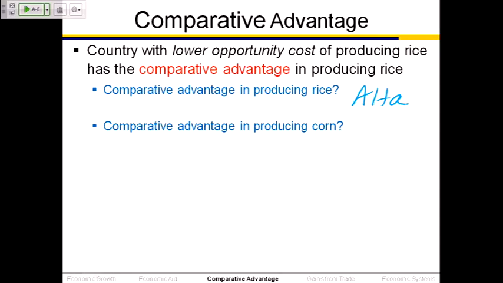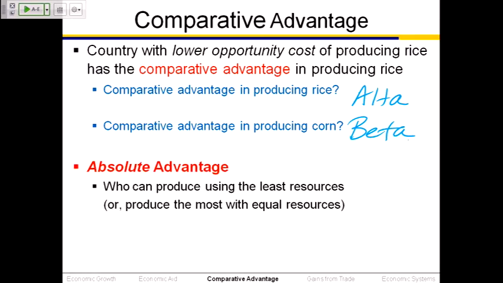You need 2 goods and 2 parties. In this case, we've got countries. The comparative advantage in producing corn goes to Beta. Beta had a lower opportunity cost of producing corn than did Alta. Comparative advantage is different than absolute advantage.